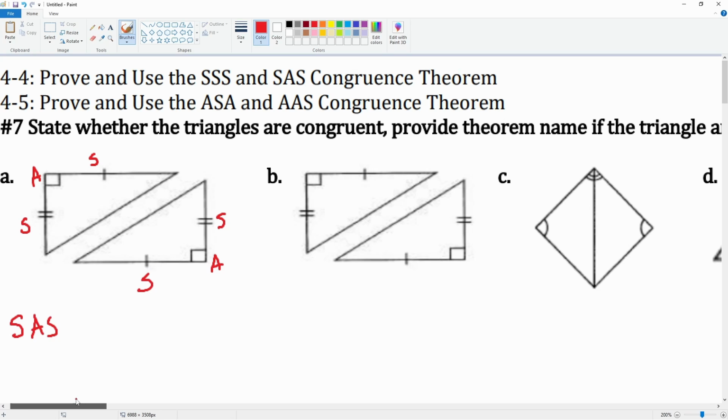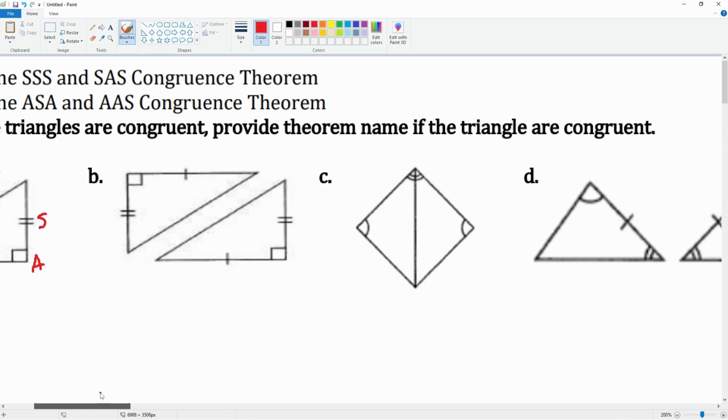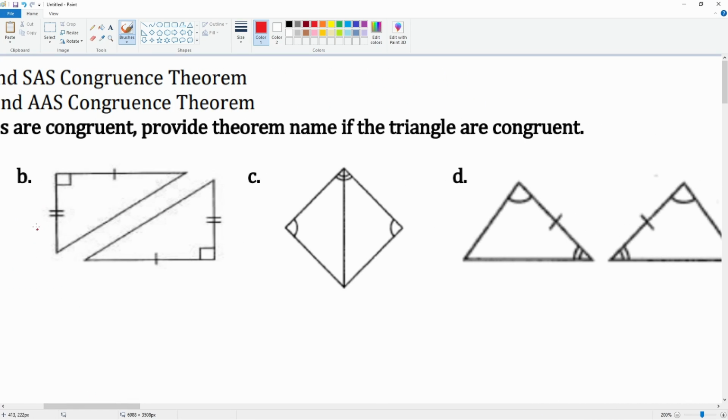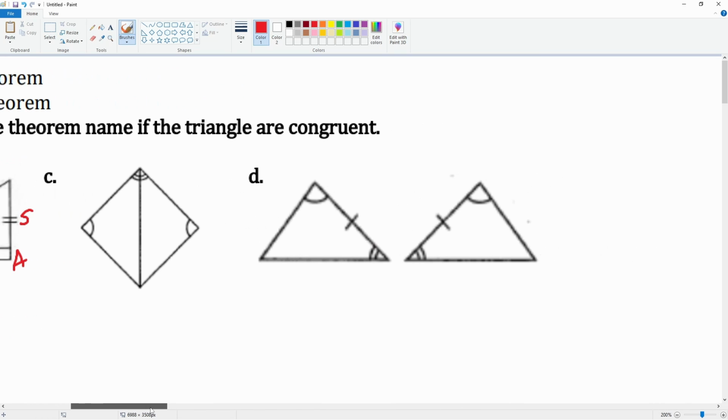B. Okay, isn't B the same thing? It is. Side, angle, side, side, angle, side. So this is congruent with side, angle, side. All right. Let's do C.